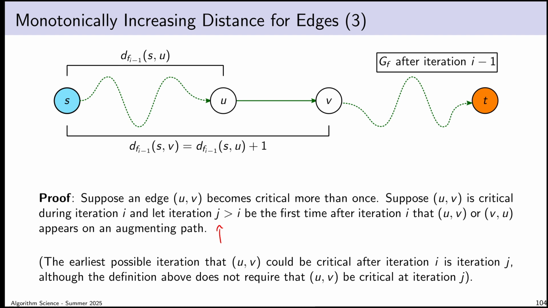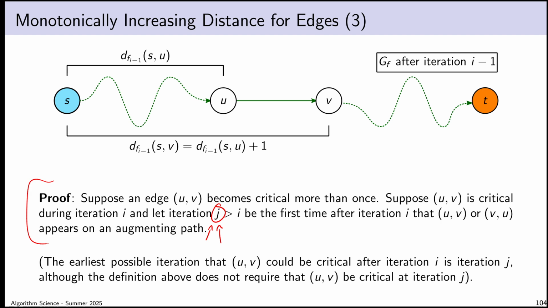So we know that there are plenty of times where an edge appears on an augmenting path and isn't critical. Whether that's going to happen here or not actually turns out to be irrelevant. Maybe it does always hold that the next time the edge appears on a path, it's going to be critical. I actually don't care though. I'm just saying iteration j is the first iteration after iteration i that this edge appears on an augmenting path. Now, the reason why this doesn't contradict the theorem is that if the edge is ever critical again, the earliest possible time that could happen is iteration j.